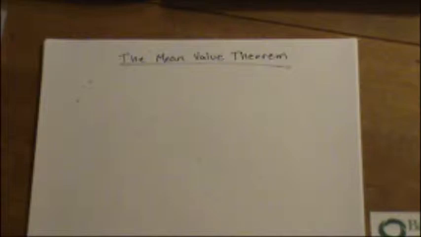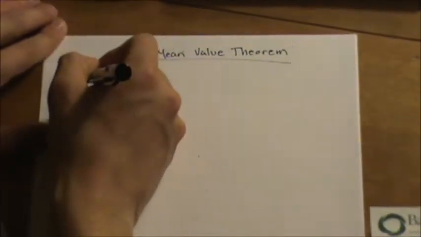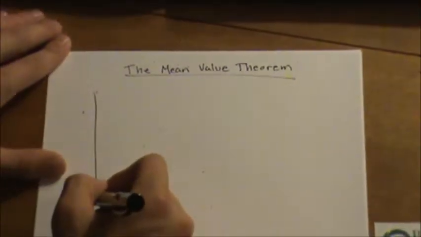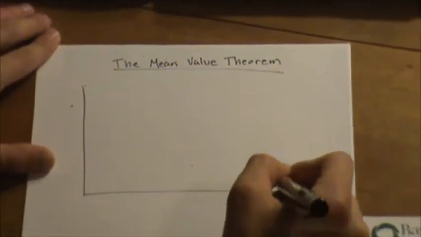Okay, the problem is you're in a car traveling on an exit ramp and you go 500 feet in 10 seconds and your average velocity during that time period is 50 feet per second. We're going to go over how the mean value theorem proves that somewhere in that time, your instantaneous velocity is also 50 feet per second. So somewhere in there, your instantaneous velocity equals your average velocity.